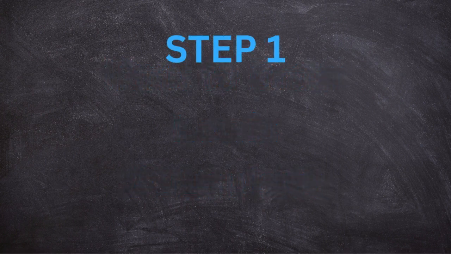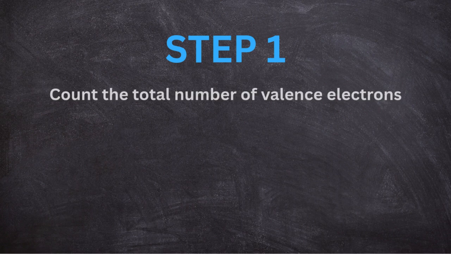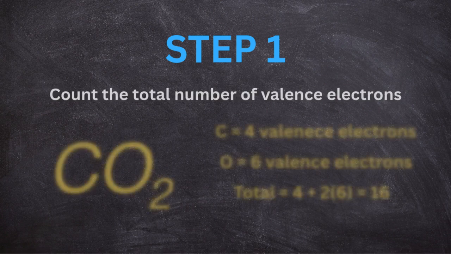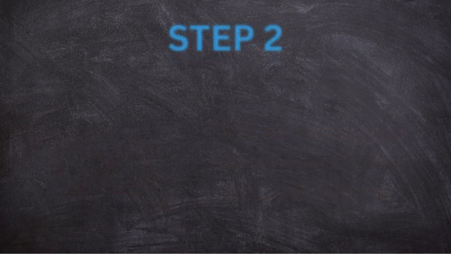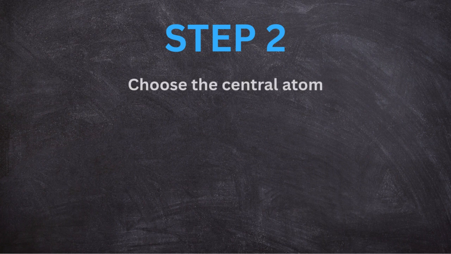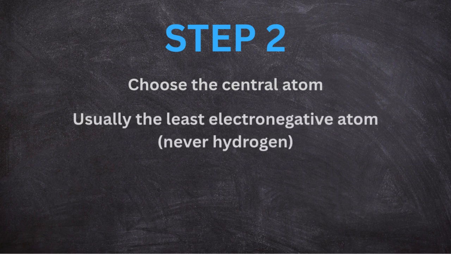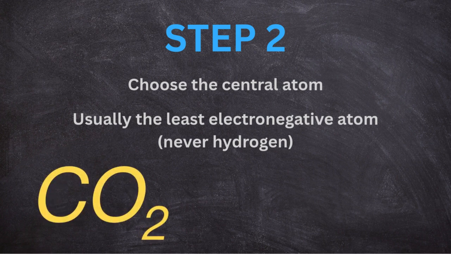Step 1. Count the total number of valence electrons. Step 2. Choose the central atom. The central atom usually is the least electronegative atom, but it will never be the hydrogen atom. In the example of the carbon dioxide molecule, carbon is the central atom.